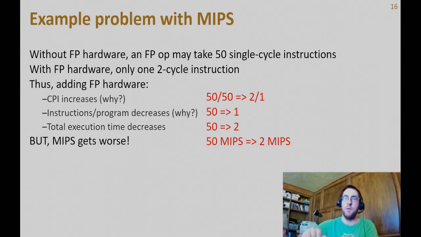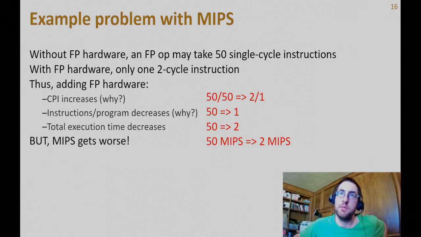So adding floating point hardware increases the number of cycles per instruction, because now you're executing a 2-cycle instruction, so it's going to take longer instead of running single cycle instructions. 50 single cycle instructions have a CPI of 1. One 2-cycle instruction has a CPI of 2 cycles per instruction.